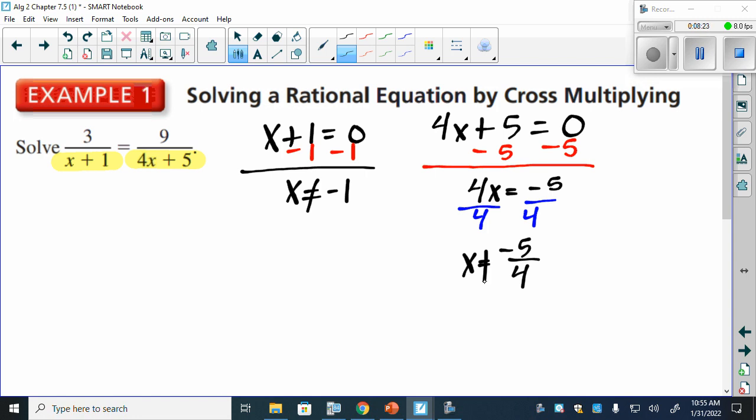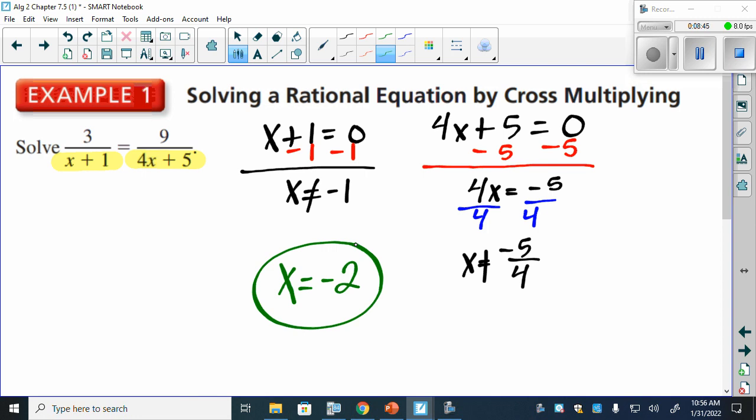So if in this equation we had gotten that x is equal to negative 1 or negative 5/4, we would know that it's an extraneous solution. It will not work in the original problem. But what value of x did we get for the solution? Negative 2. Is either one of these restrictions negative 2? No. So that works just fine.